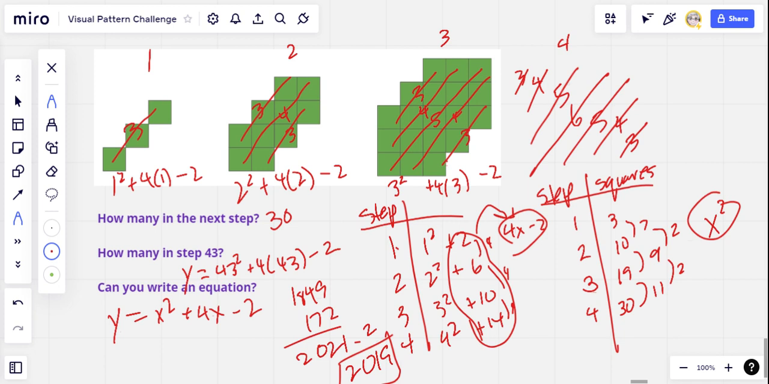So I think this was a super difficult one. How did it go for you? Were you able to get step 4? I think even that's a little bit tricky. And how did it go with coming up with an equation for this? I would love to hear about it.